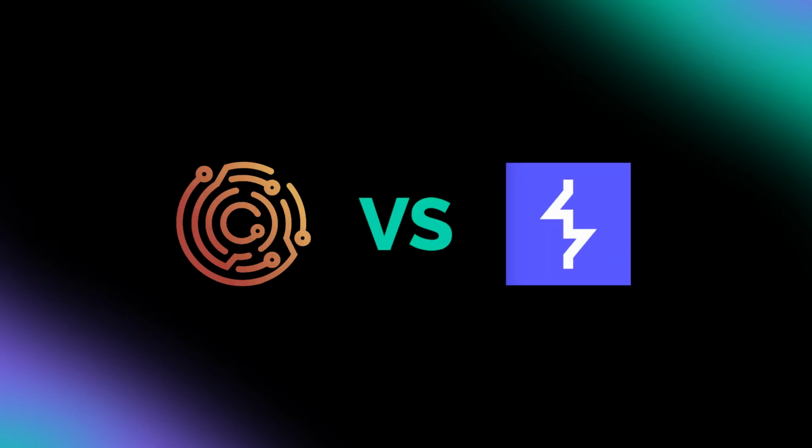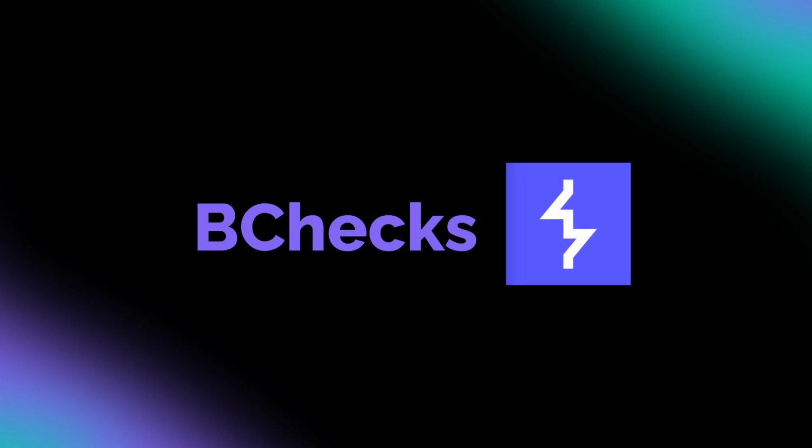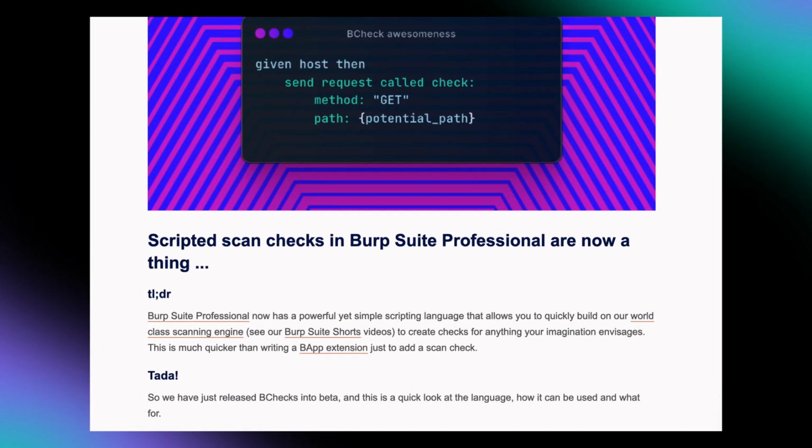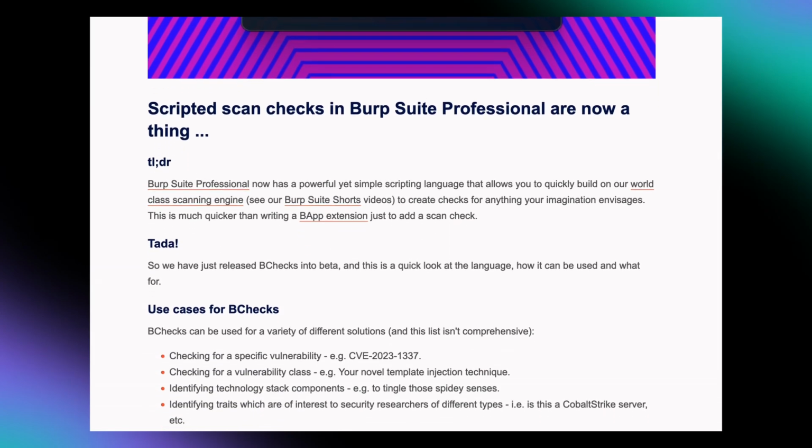But this video is not a comparison of these tools. We love and follow both of them. In this video, we will explain the nature and potential of BChecks. Last year, PortSwigger introduced a new method of scanning automation in Burp Suite called BChecks.